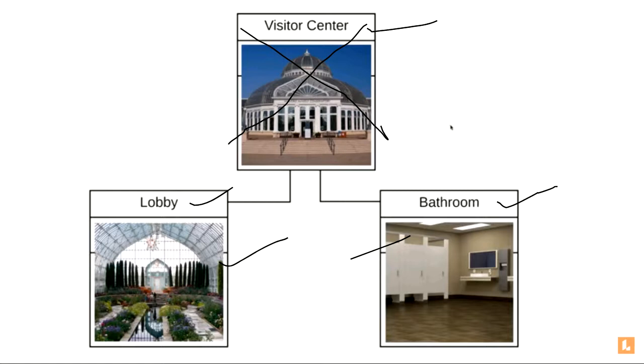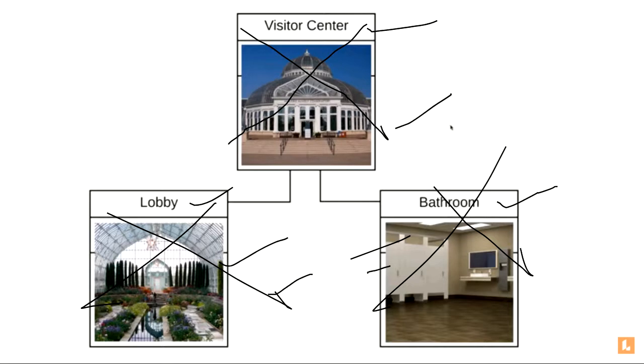No, they will also be destroyed. So that is meant by composition. Now tell me here, where will the composition symbol come? Towards here or towards here? It will come here, right? So composition means if the parent class is destroyed, the child classes will also be destroyed.